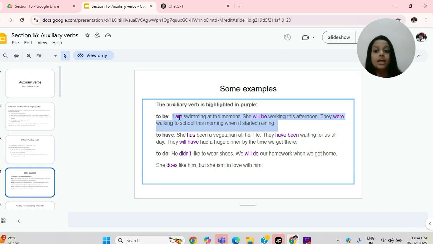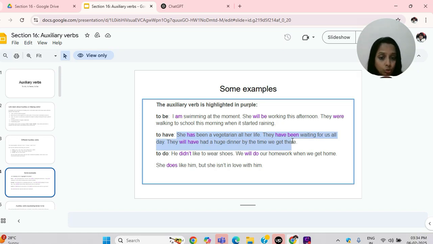So in these sentences, am, will be, were, all these are auxiliary verbs under the category to be. And for to have, she has been a vegetarian all her life. They have been waiting for us all day. They will have had a huge dinner by the time we get there. So here the words has, have been, will have, all these come under the category of to have auxiliary verb.